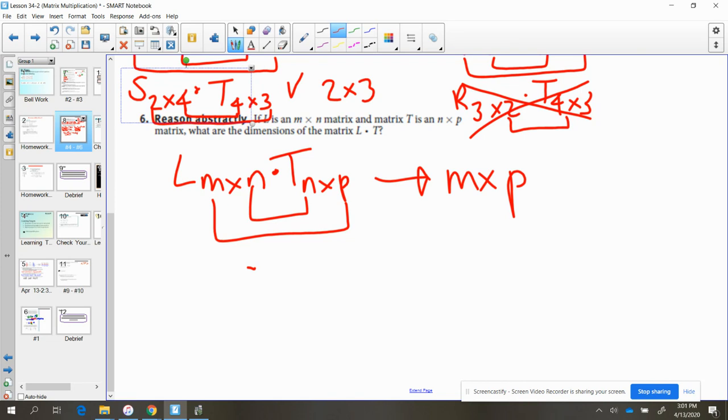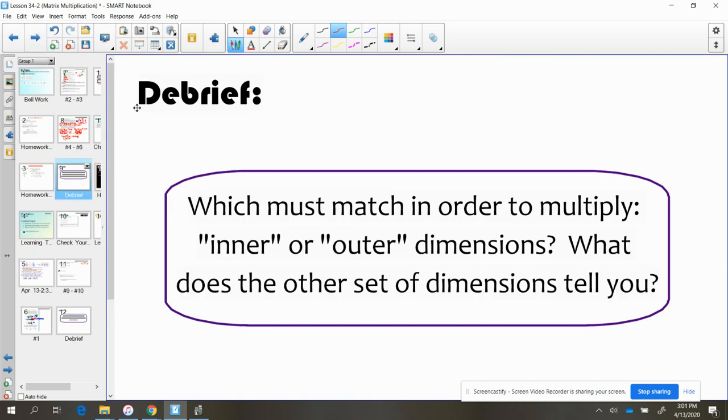Okay. Now, from here then, so we know again the inner dimensions have to match and the outer dimensions tell you the product size. So just to kind of summarize that.